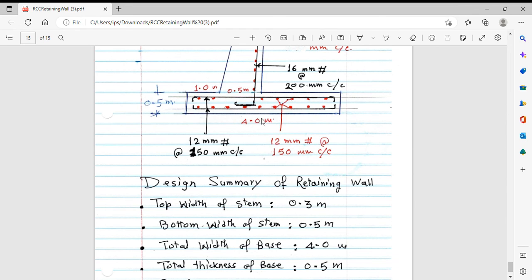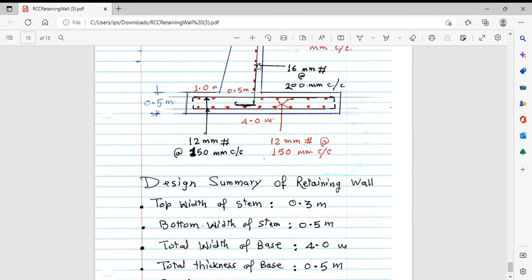Similarly, as we have seen, we'll have to provide the main reinforcement for the toe, which will be over here, which is 12 mm bar at the rate of 150 center to center. Similarly, for the heel we have to provide the main reinforcement over here, same as 12 mm bar at the rate of 150 center to center. So everywhere you will find that these bars are 12 mm at 150 center to center, except this vertical wall having 16 mm bar at the rate of 200 center to center. So this design part is over.